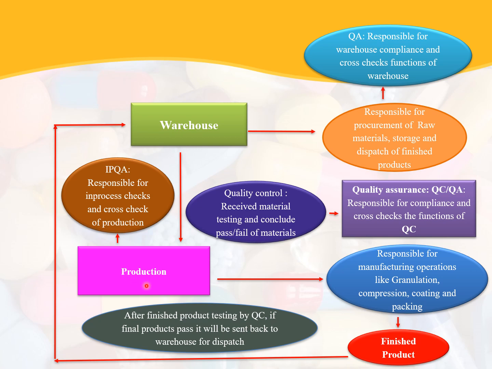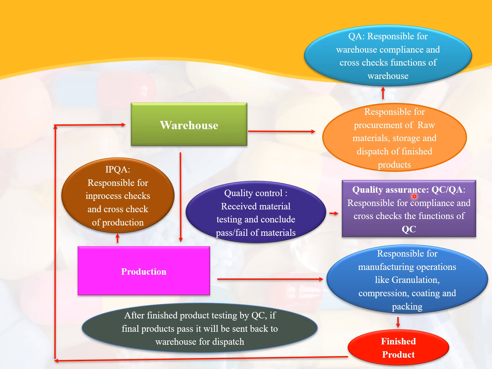Now coming to the production area, it is responsible for manufacturing operations like granulation, compression, coating and packing. And IPQA is the department which is responsible for the in-process checks and cross-checks of the production area. You can also call the QA of the warehouse as IPQA. IPQA is responsible for the quality assurance of both the production and the warehouse area.